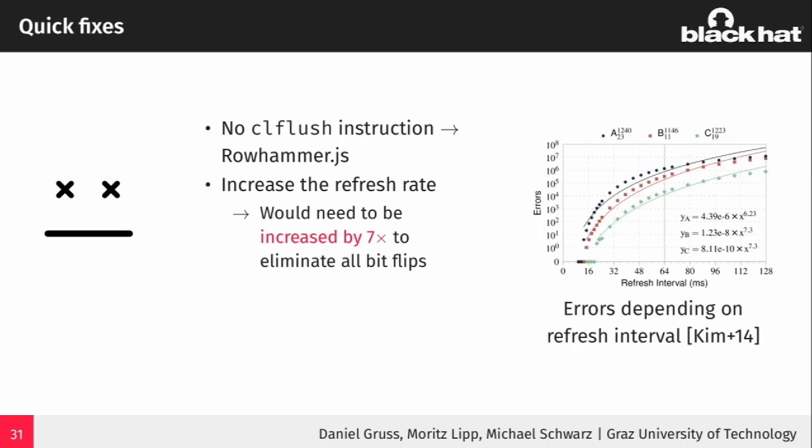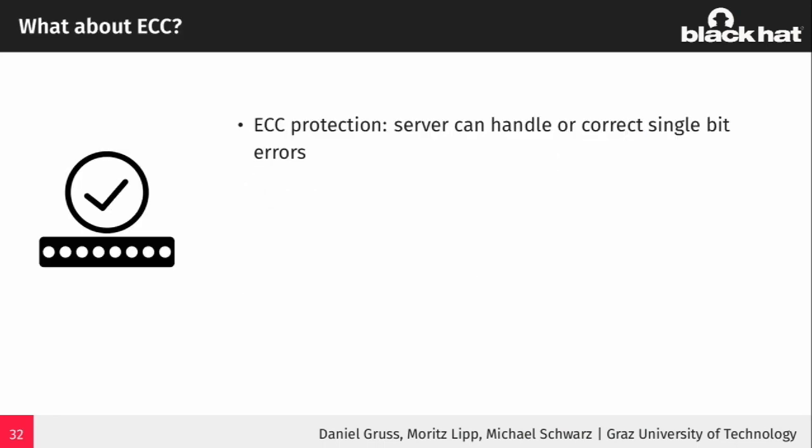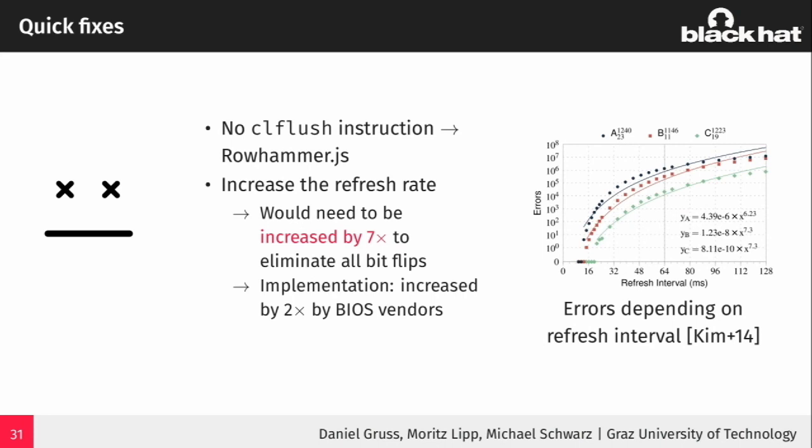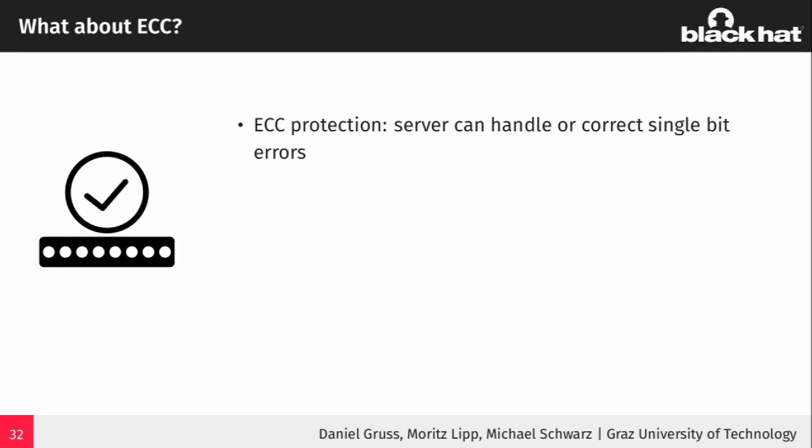In 2014, Kim et al. already showed that on some modules they would have to increase the refresh rate by factor 7. And this would significantly reduce the performance of the DRAM module. So this is also not really a good solution. There was a mitigation implemented by many BIOS vendors where they doubled the refresh rate, but this effectively brings little on most. I would rather have it implemented on hardware level, like use error correcting codes in DRAM, ECC RAM.